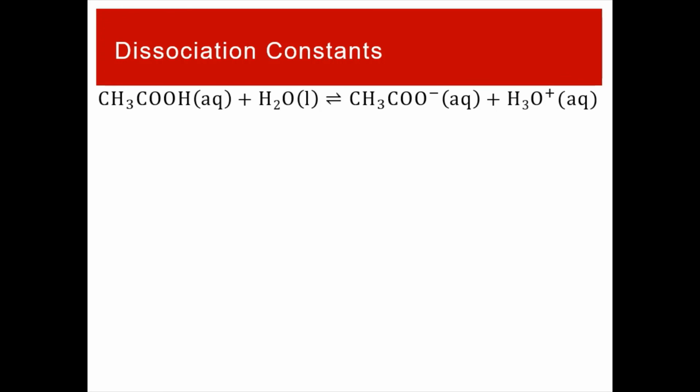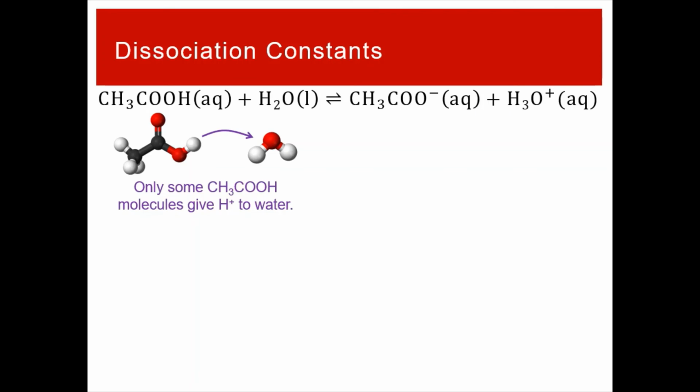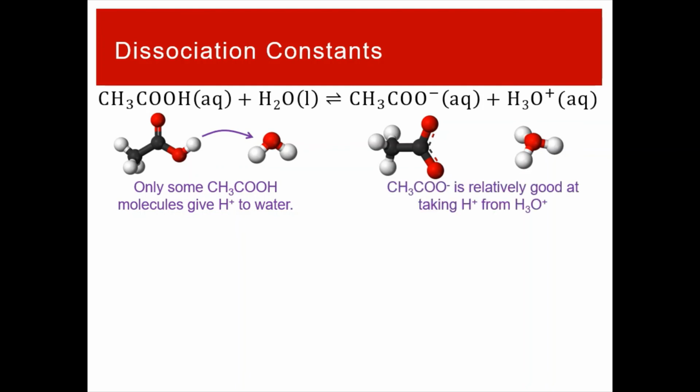If we look at the reaction of a weak acid, say acetic acid, CH3COOH, if it reacts with water, only some of them will react to give an H+ to water. One of the ways we can think about that is this equilibrium is reactant favored. It doesn't really happen. One of the reasons is because the molecules on the product side are pretty good at doing chemistry. That reverse reaction happens relatively quickly. This conjugate base that we have right here, this acetate, CH3COO-, is very good at taking H+ from hydroniums.